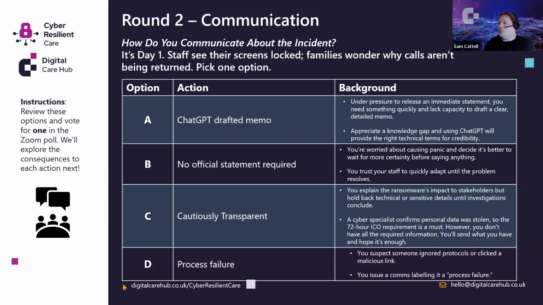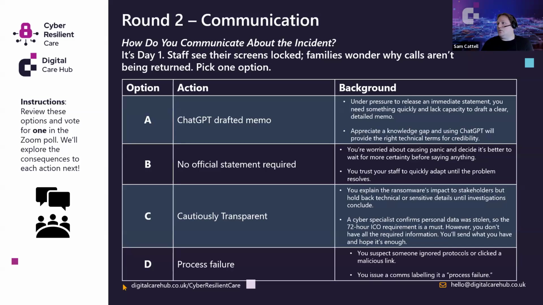A cyber specialist confirms personal data was stolen, so the 72-hour ICO requirement is a must. However, you don't have all the required information. You'll send what you have and hope it's enough. Or D, do you just blame it on a process failure? You suspect someone ignored protocols or clicked on a malicious link, which is against training. So you issue comms labeling it a process failure and leave it at that.